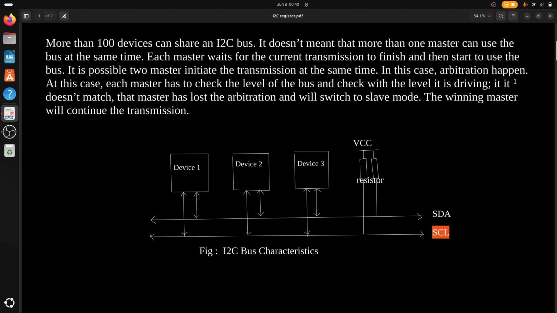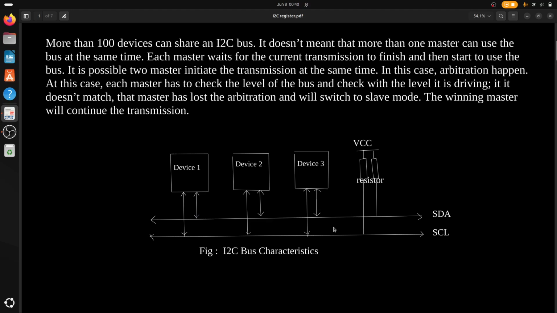Arbitration means checking the levels of the SDA line, whether this SDA line is high, which is necessary for transmission of the data, or the SCL. The start condition is in this format: when the SCL line is high, the SDA line goes from high to low. All these levels of the SDA line and SCL line are checked.